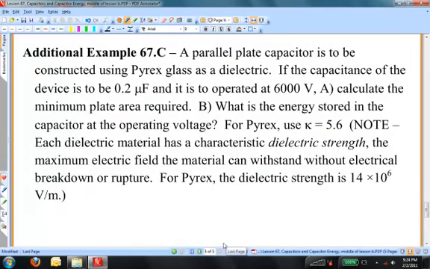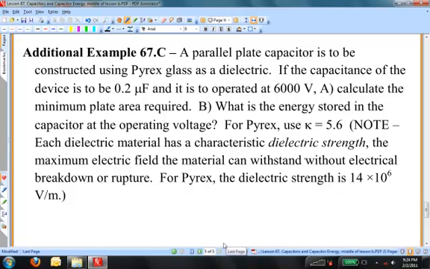Here's the last example. A parallel plate capacitor is to be constructed using Pyrex glass as a dielectric. If the capacitance of the device is to be 0.2 microfarads, and it is to be operated at 6,000 volts, A, calculate the minimum plate area required. B, what is the energy stored in the capacitor at the operating voltage?